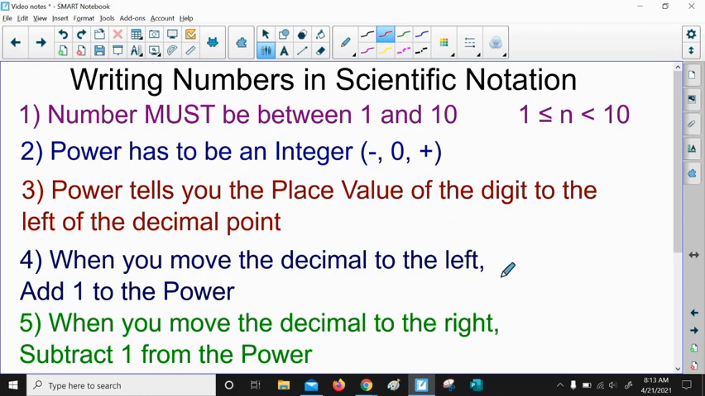If you have to change the number and put it in scientific notation, each time you move the decimal to the left, you are adding 1 to the power. Each time you move the decimal to the right, you're subtracting 1 from the power.